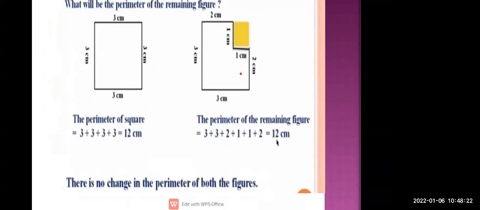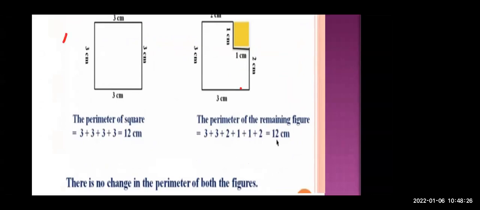Okay. Now see here in this first figure. This is the first figure and this is the remaining figure. The second figure is the remaining figure. The first figure is the whole figure. Now in this figure, it is the shape of square. So perimeter of a square we'll write first. The perimeter of a square is 3 plus 3 plus 3 plus 3. That is 12 centimeter.